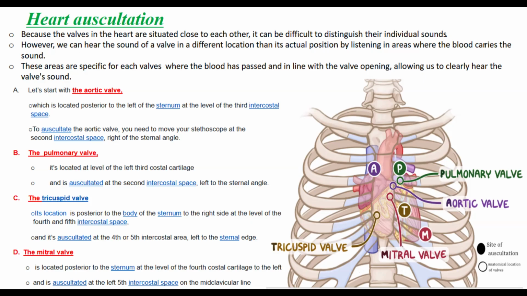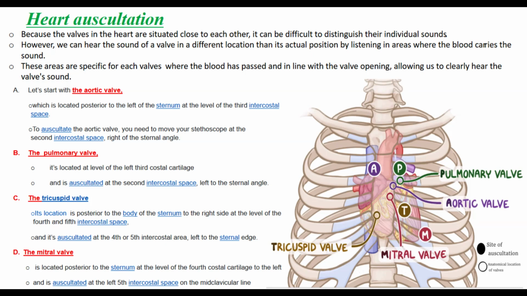However, we can hear the sound of a valve in a different location than its actual position by listening in areas where the blood carries the sound. These areas are specific for each valve where the blood has passed and in line with the valve opening, allowing us to clearly hear the valve's sound.